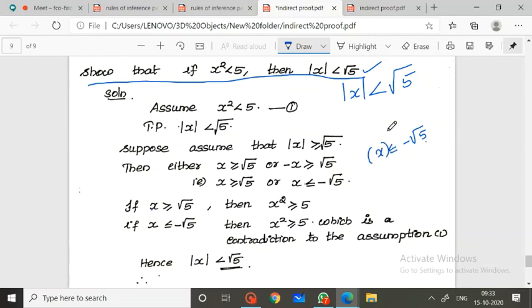On squaring both sides, this becomes x square, which is positive, greater than or equal to 5, because minus root 5 squared becomes positive. So this becomes greater than or equal to 5, which is a contradiction to our assumption that x square is less than 5. Therefore our assumption is wrong. Hence we can say that modulus of x is less than 5.